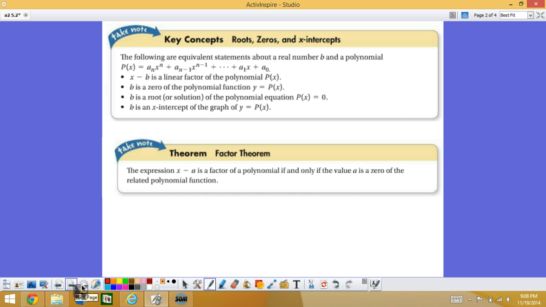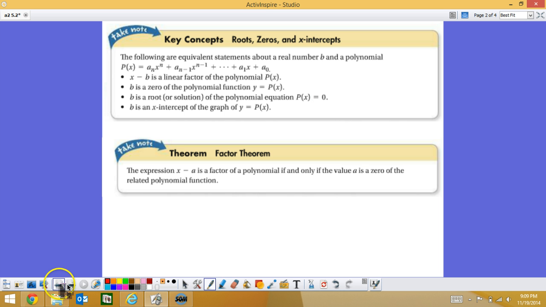So x minus b is a linear factor, and each of the previous examples had 3 linear factors. If x minus b is a linear factor of p of x, then we can say that b is a 0 of that polynomial function. It is a value for x that makes that polynomial value 0. And b is a root of the polynomial equation p of x equals 0.